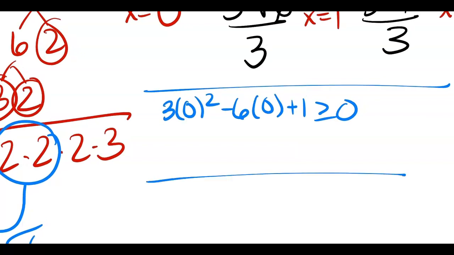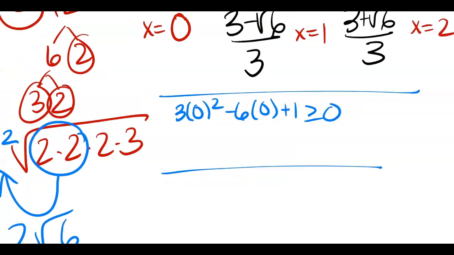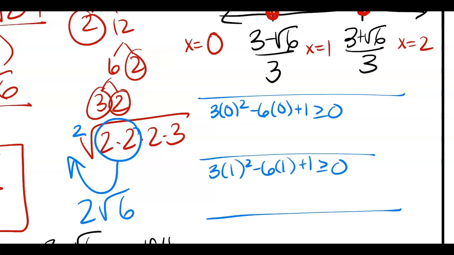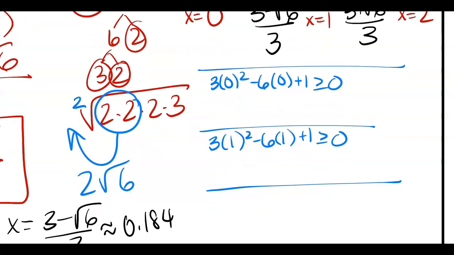I'm making 3 different sections here since I don't really have that much space, and I'm going to solve them individually. We have 3 times 1 squared minus 6 times 1 plus 1 is greater than or equal to 0. And then lastly, we also have 3 times 2 squared minus 6 times 2 plus 1, and that should be greater than or equal to 0.